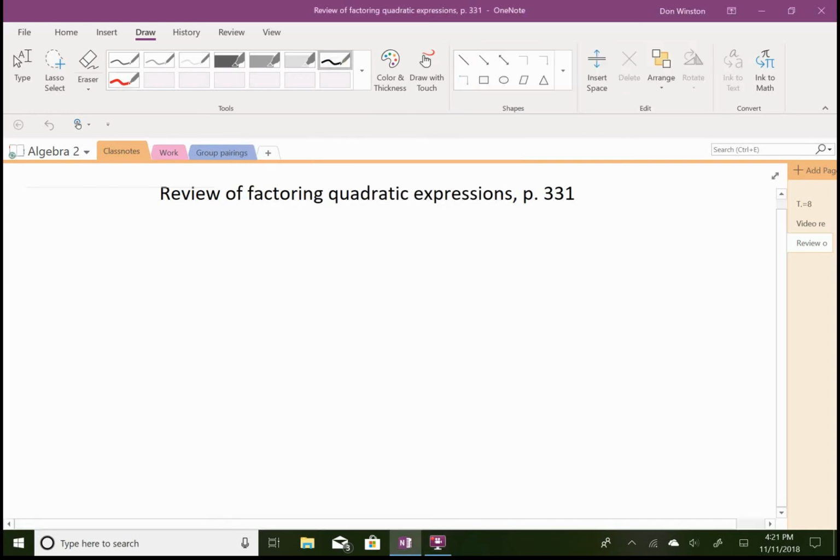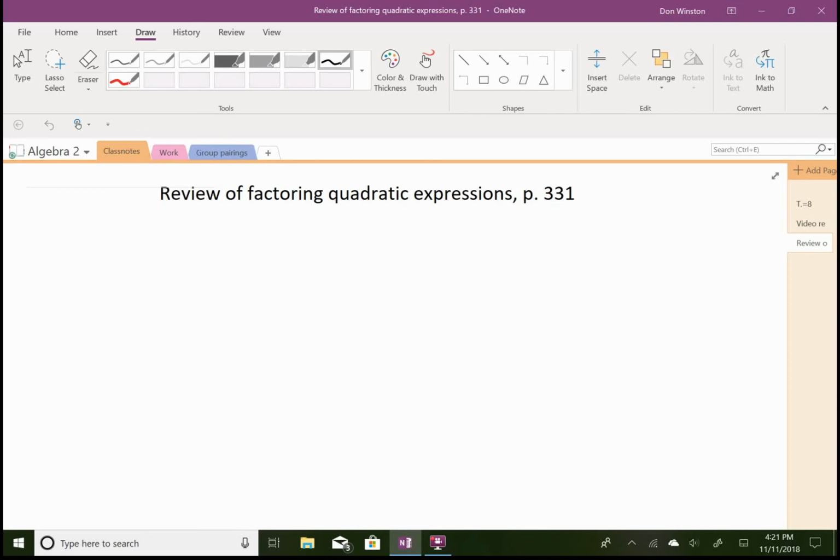Okay, I am going to review factoring with you. This review should help you complete the problems on page 331. There's a different type of problem on page 331. I will go over each type, and then after I go over each type, you are expected to complete those problems. So we're going to look at factoring quadratic expressions.